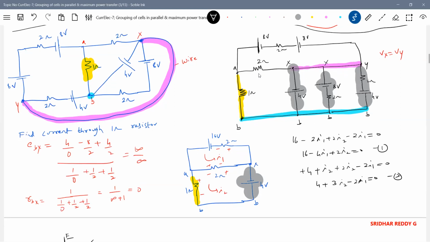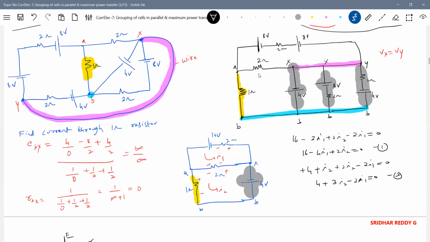Just potential difference, go for electrostatics. What is the potential difference between these 2 points? 4 volt. But sir, these are there. In spite of that, the effective potential difference here will be 4 volt only, because the potential difference Vxb should be equal to Vyb. So whatever the EMF and cell resistance here, the effective potential difference or EMF will be 4 volt only.